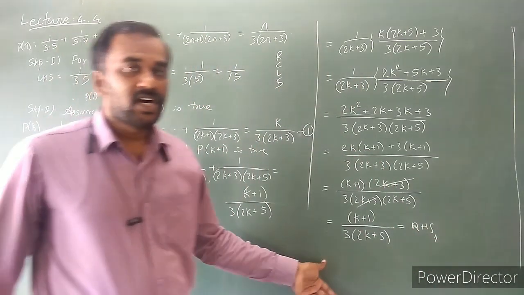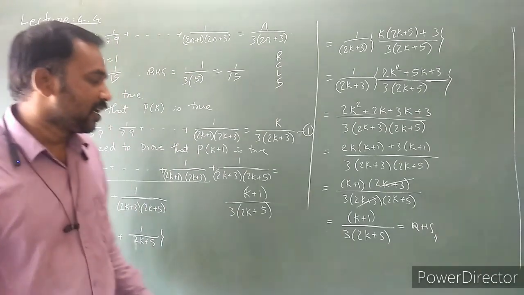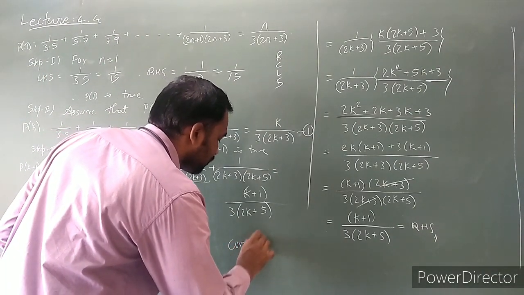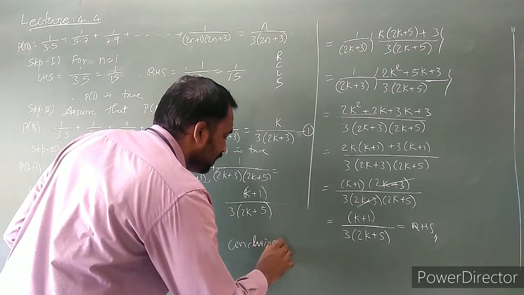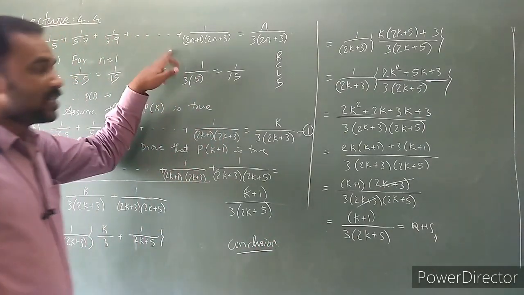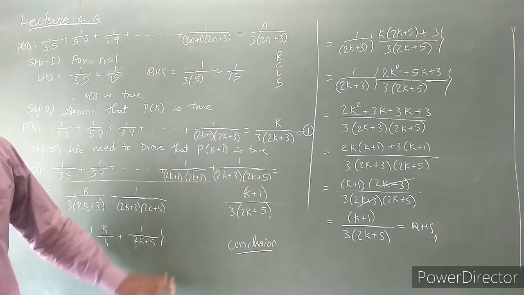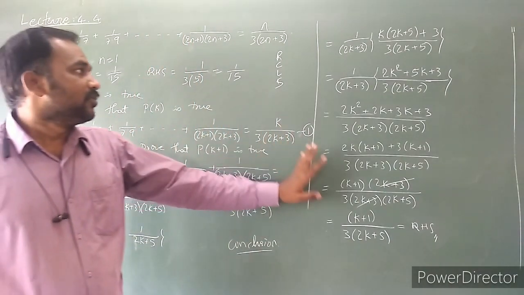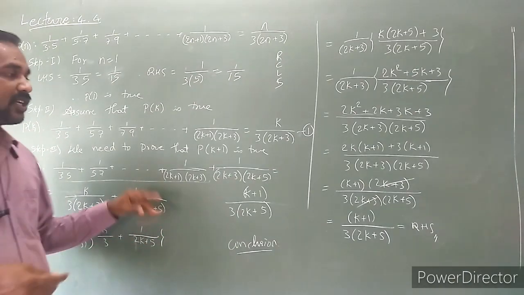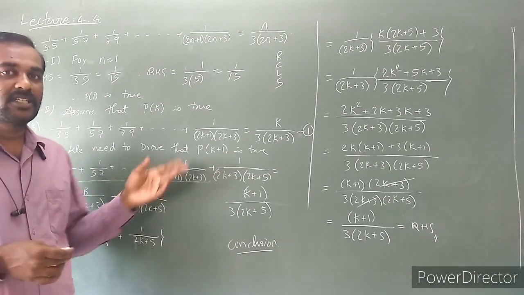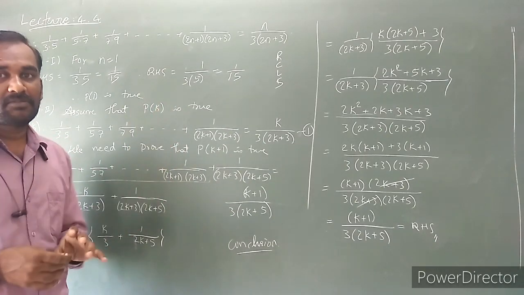So therefore P of k plus 1 is true. Then finally the conclusion. What is the conclusion? By the principle of mathematical induction, P of n is true for all natural numbers. Hence the solution. This is a very important type of problem. Now, in the same PMI, principle of mathematical induction, let's take a different type of problem.